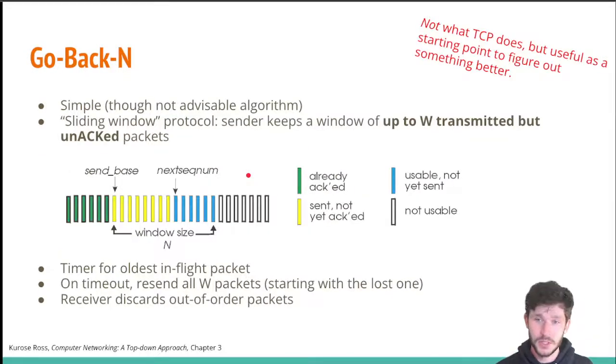So I'm going to start off talking about a simple, though not advisable, scheme that would provide reliability. I'll talk about why not advisable in a second. It's not what TCP does, but it's a useful starting point for us to build from. So let's describe this hypothetical algorithm called GoBackN. It's a sliding window protocol, and the sender is going to have a window of size W of transmitted but unacked packets.